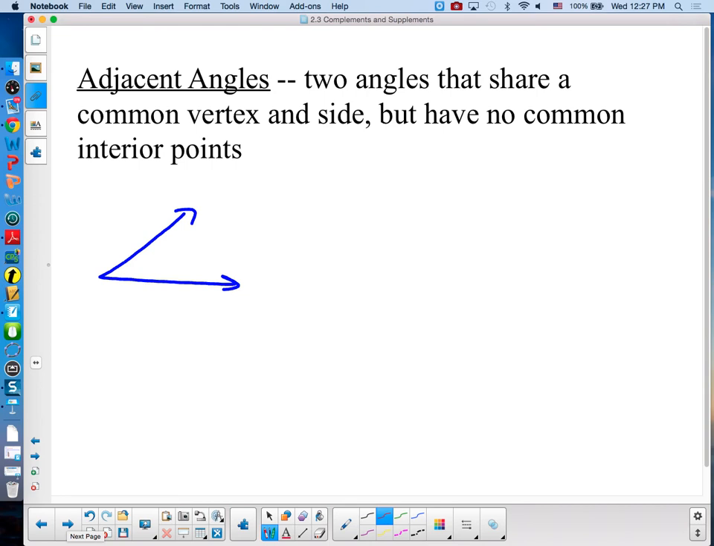So the corner point is still that same point. And one of the rays is shared. So I'm going to make the second one in red, have this ray, and go down here. So notice how I hooked them together. They have the same vertex, they share a side, and they are beside each other instead of on top of one another. So you could say angle 1 and angle 2 are adjacent in that picture.